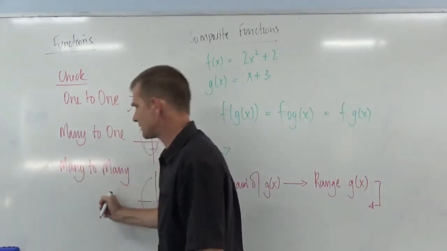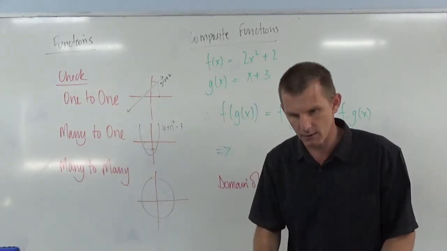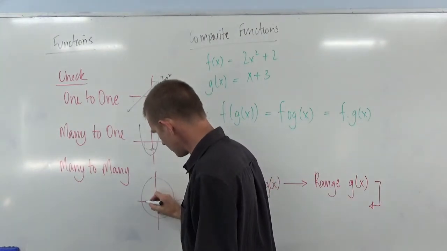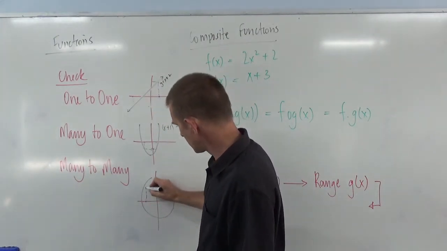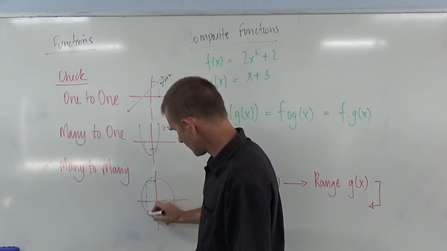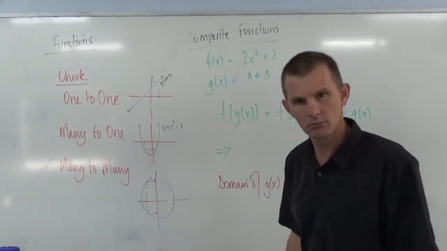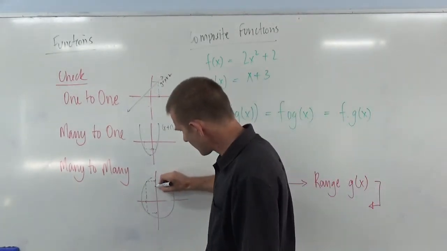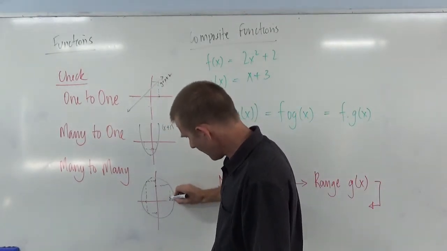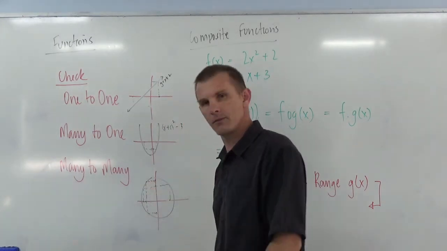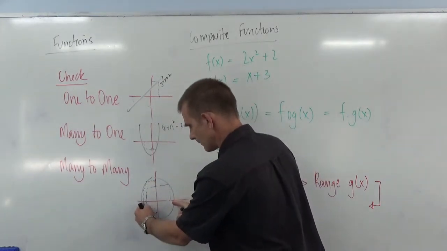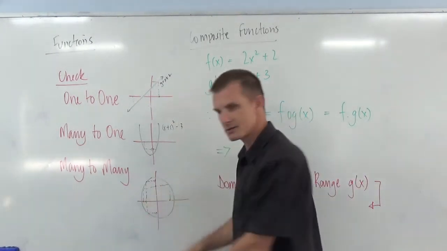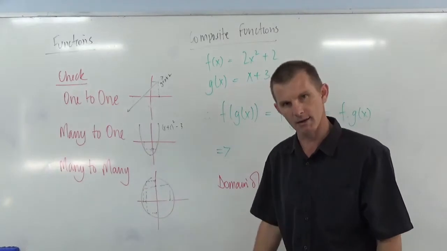We've also got many to many. So many x values can give many y values. Well, let's look at this. This x value here of -3 can give that one or that one. So we get two different ones, and then similarly from the other way, here I can get that or that. So there's two x values that give the same y value, and there's two y values that give the same x value, hence many to many.